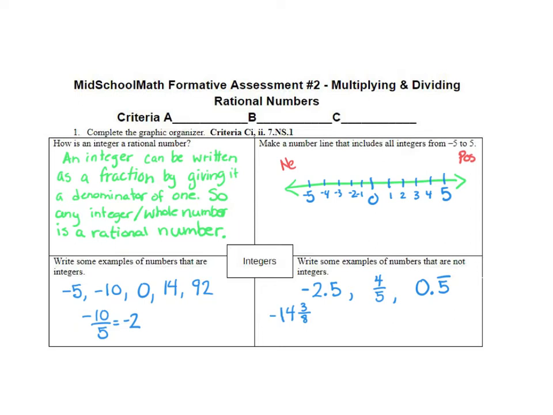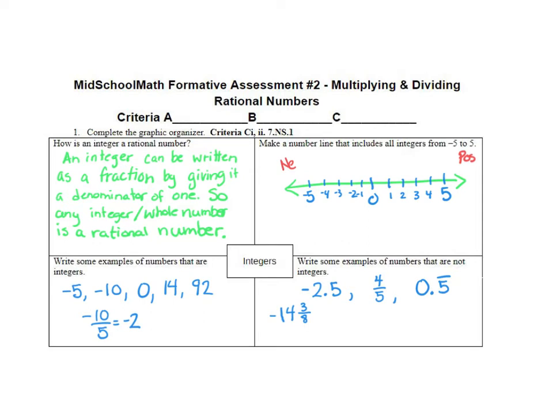And some examples of numbers that are integers: you have negative 5, negative 10, 0, 14, 92. Another example would be negative 10 over 5, which is negative 2. So remember, integers are whole numbers. And some examples of numbers that are not integers: you have negative 2.5, you got 4/5, you got a repeating decimal, you got negative 14 and 3/8.